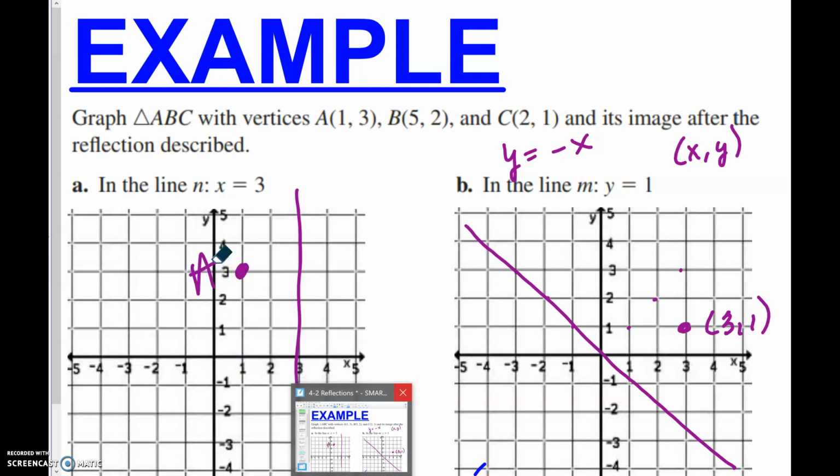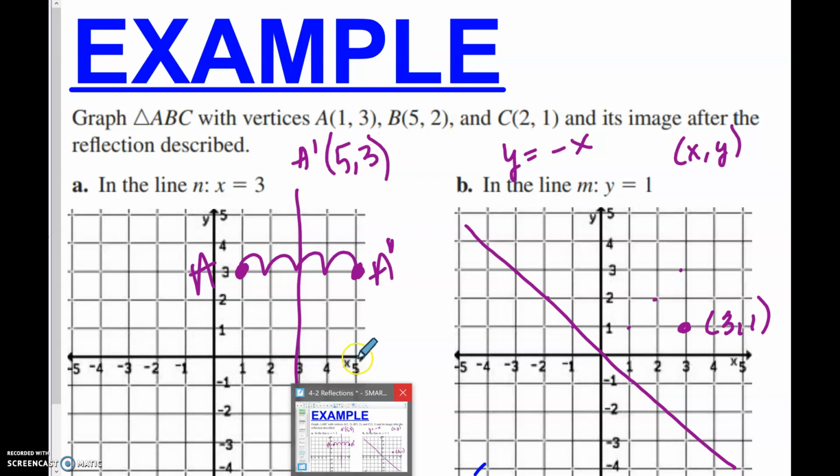In order to find out where A prime is going to be, so here's your pre-image, and we're going to go to the image, if we go 1, 2, so here is where A prime is going to be. So A prime is going to be at 5, 3. And now I do that same thing for every single point.